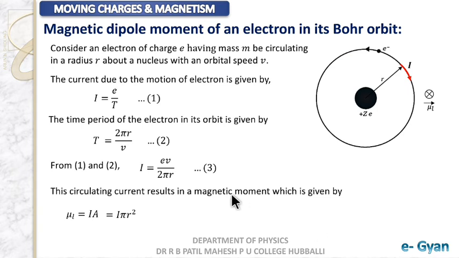And we already have the value of I from here. Let us substitute that. This comes out to be ev divided by 2 pi r into pi r square. Further, we get the whole value to be mu L is equal to evr divided by 2, marking this equation, which is an important one. So this is the magnetic dipole moment of an electron in Bohr's orbit.